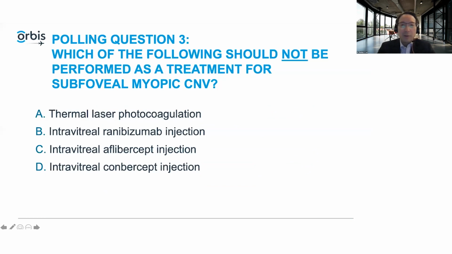Okay, so final polling question. Which of the following should not be performed as a treatment for subfoveal myopic CNV? 1 is thermal laser. 2nd is intravitreal ranibizumab injection. 3rd is intravitreal aflibercept injection. 4th is intravitreal conbercept injection. So which one should you not perform to treat the subfoveal myopic CNV?